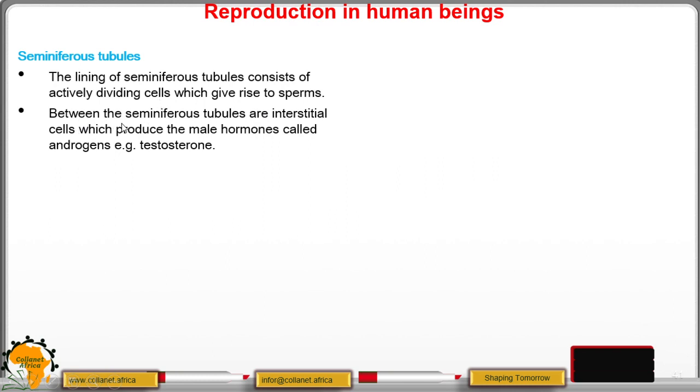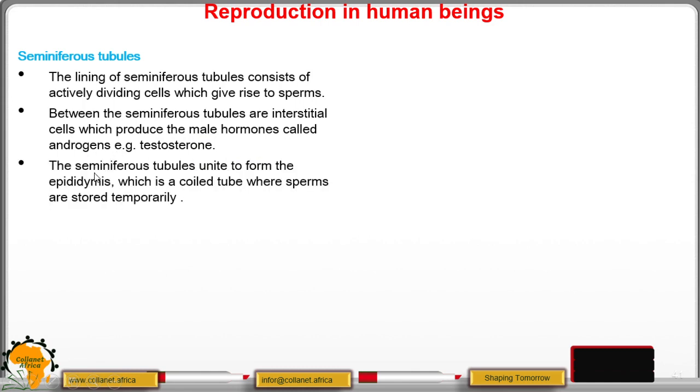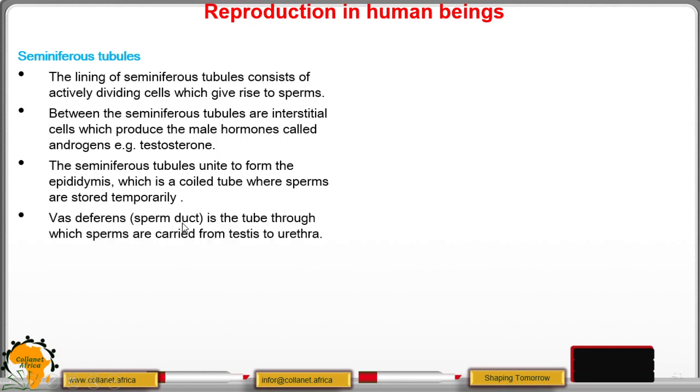Between the seminiferous tubules are interstitial cells that produce hormones called androgens. For example, testosterone. So the male hormones are called androgens, and an example of such a hormone is testosterone. The seminiferous tubules then unite to form the epididymis, which stores the sperms temporarily.